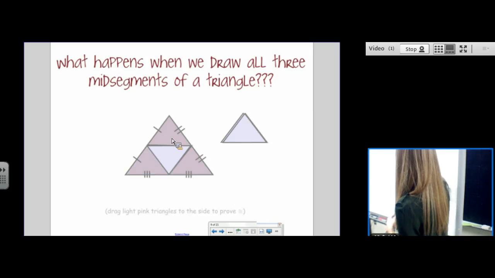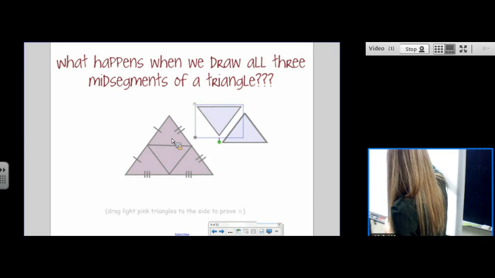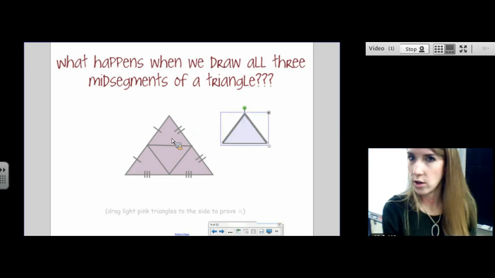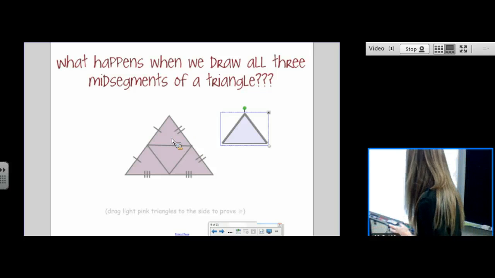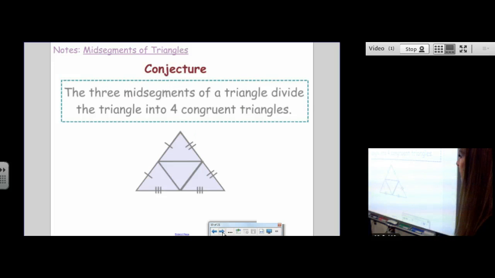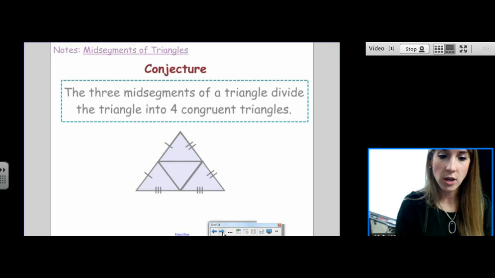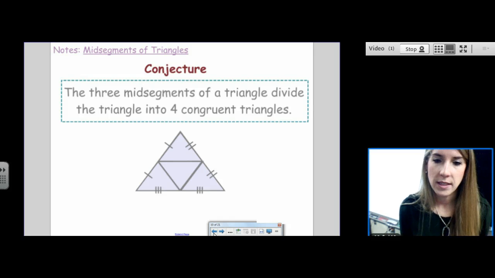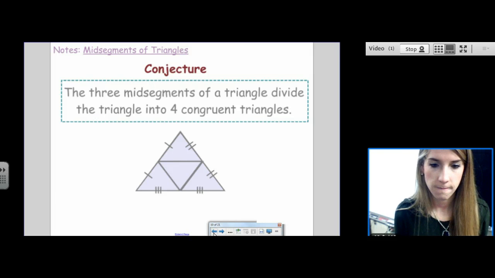1, 2, and then we're going to rotate this guy. They're not equilateral. I don't want you to get the fact that all 4 of those are congruent, but that doesn't mean they're equilateral, so be careful. It also works if the triangle is not equilateral. So I'm going to let you write this conjecture down, and then I'll show you a time where it works where the triangle is not equilateral. Oh, lag, sorry. The 3 midsegments of a triangle divide the triangle into 4 congruent triangles.